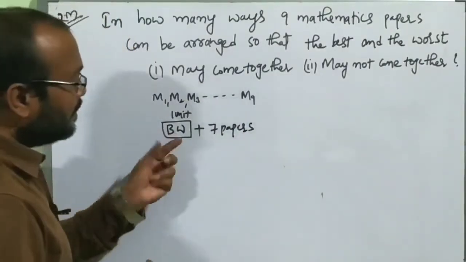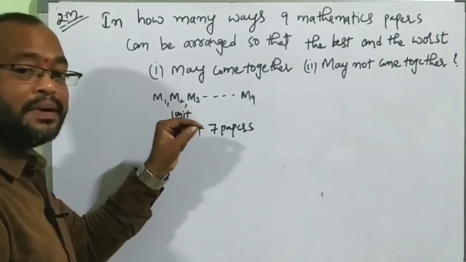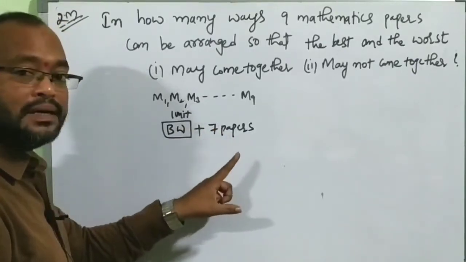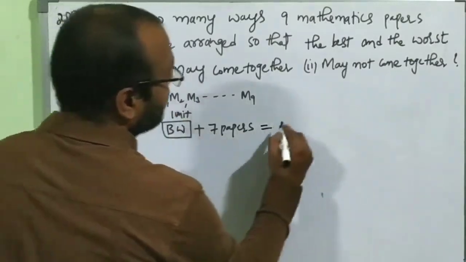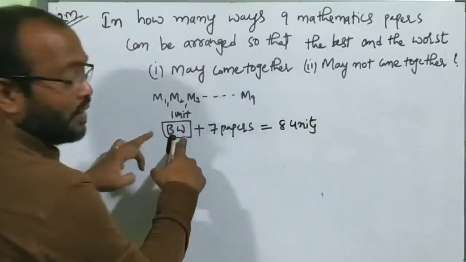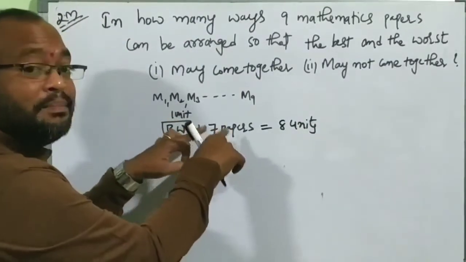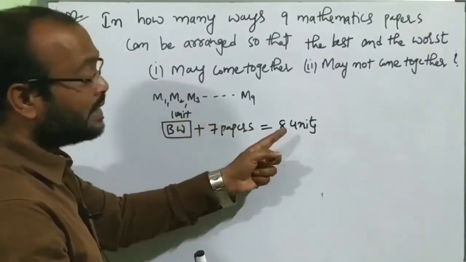So when the papers become a unit, each paper also acts as one unit only. So here 7 papers also will become units. So total how many papers? 7 plus 1, 8. 8 units. Is it clear now? Whenever we consider one as a unit, then each remaining paper acts as one unit. So that's why 7 plus 1, total 8 units.